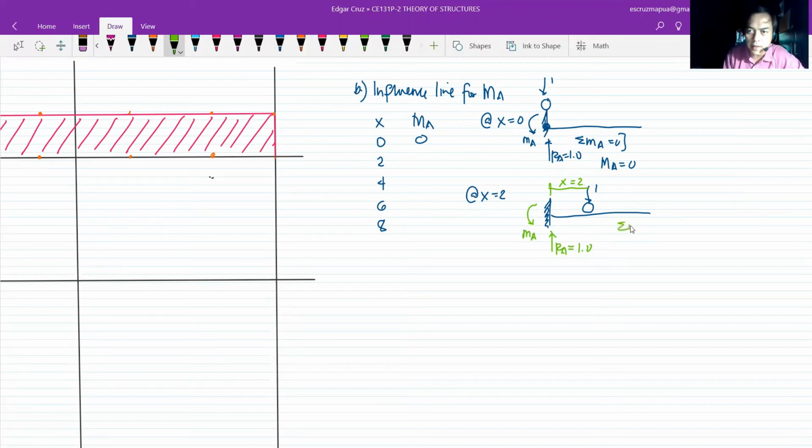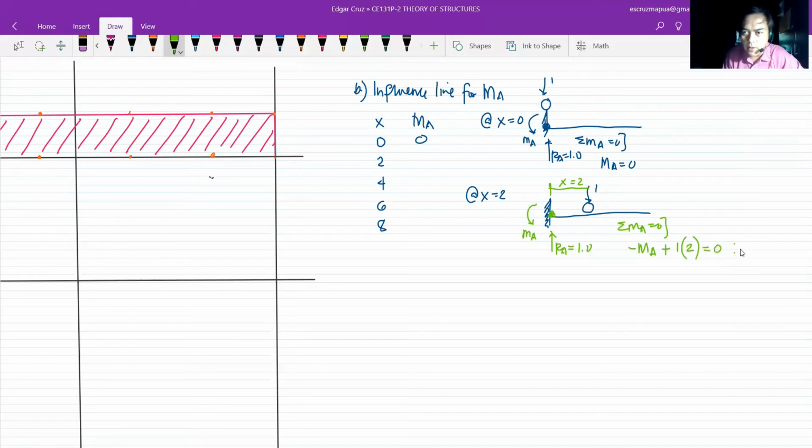So, summation moment tayo sa A equal to 0. O, moment tayo dito sa A. So, that would be negative MA kasi in-assume ko na counterclockwise yung MA. So, negative MA. Yung RA na 1, wala siya kasi it will just pass through point A. Tapos yung unit load na lang. So, plus kasi clockwise yung i-produce na moment ng unit load about A. So, 1 times the distance is 2 meters. Wala na, everything equal to 0.